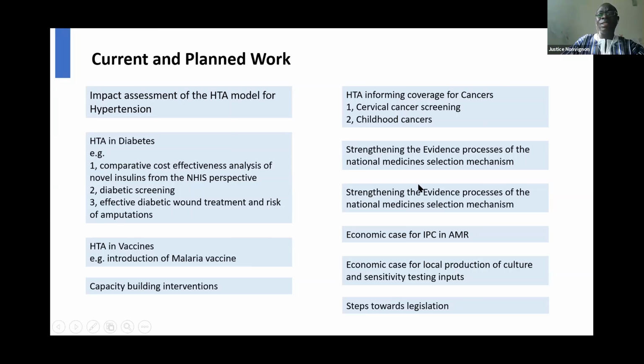But there are also other activities around strengthening evidence for the national medicine selection process, making a case for AMR, antimicrobial resistance and management strategies. And then also the capacity strengthening. We now have two postdocs that have been hired courtesy one of our partners, the Norwegian Institute of Public Health, who are helping us to undertake the HTA from the increasing demand that is coming in.